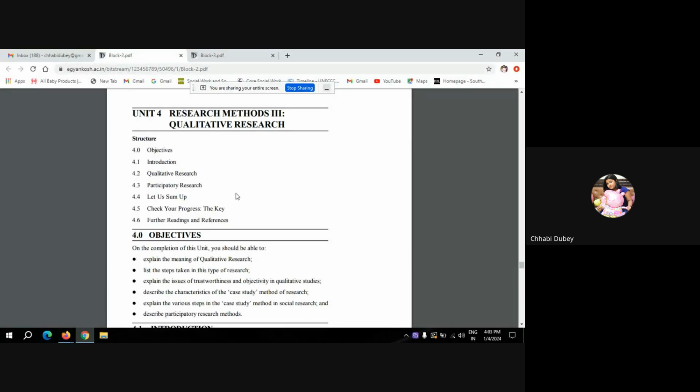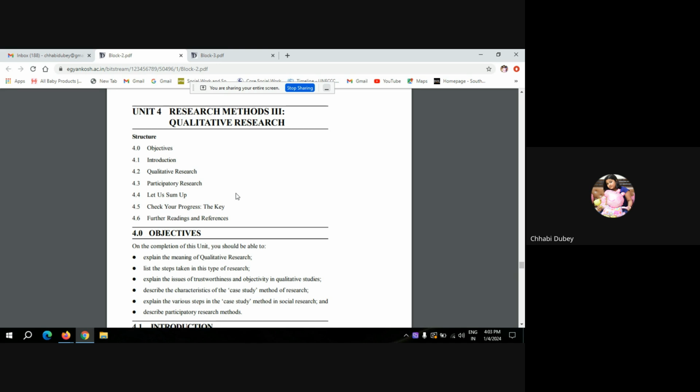So, as you can see, this is the fourth unit, that is the research methods in qualitative research. Now, basically, we have seen there are two types of research based upon the type of data that is used. One is known as quantitative research, and the second is known as qualitative research. Now, quantitative research is basically research which is more based on numeric data or quantitative data.